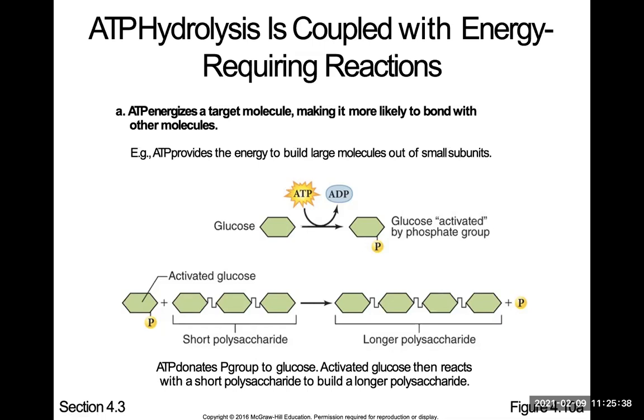If you have a lot of glucose in your body, your liver wants to save it, and it wants to convert it into a longer polysaccharide like glycogen. It's going to use energy to do that, and then store it. And then this activated phosphate group reacts with this short polysaccharide, and that's how it makes a longer polysaccharide basically.